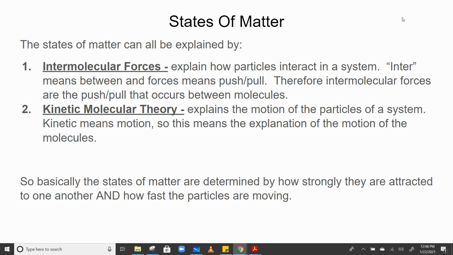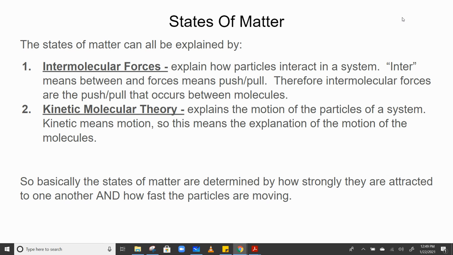And then the second part is related to the amount of kinetic energy that each particle has in a system or in a given object, right? And kinetic molecular theory: kinetic means motion. Molecular means a molecule, so motion of molecules, and theory is an explanation, an explanation based on multiple studies and multiple scientific experiments. So basically, kinetic molecular theory is the explanation of molecular motion. Intermolecular forces are the forces between molecules, or push and pull between molecules.